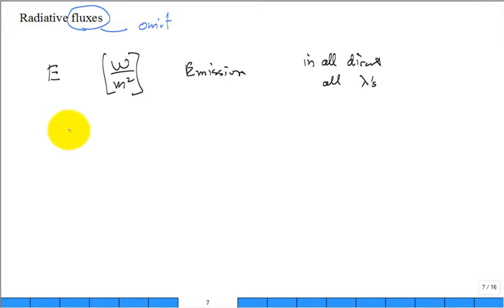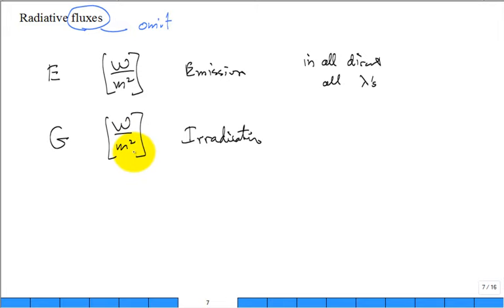That seems pretty simple. Here's another radiative flux, G. What's G? It's just the opposite of emission. It's irradiation. What's irradiation? That's not outgoing because of emission. It's incoming because there's neighbors. So watts per meter squared. Typical units for G, irradiation. It's in all directions. It's not just only coming from that angle or this angle over here, but they're all directions coming in and all wavelengths. There's another flux, J.